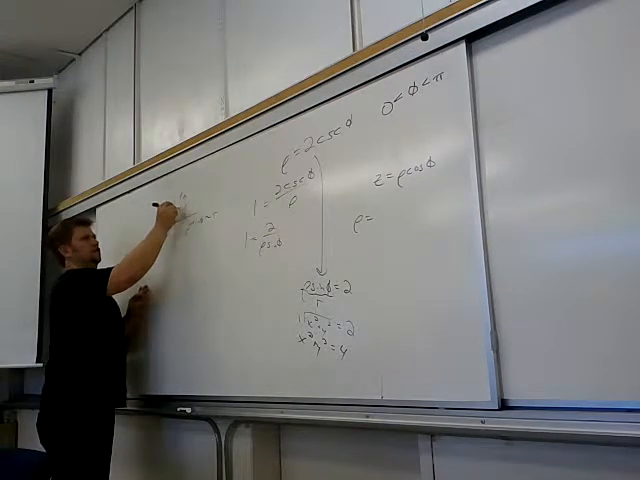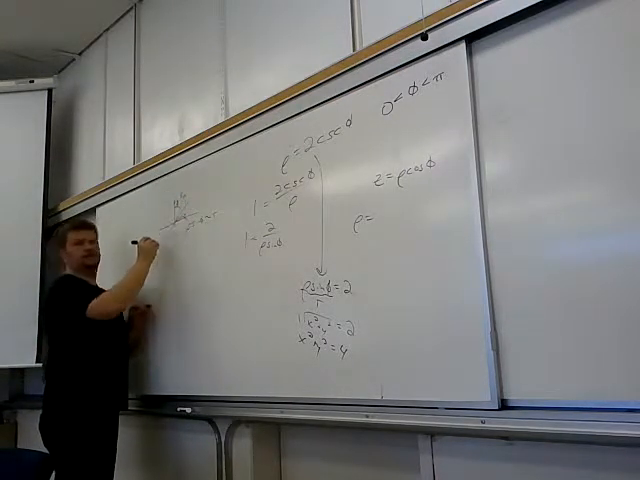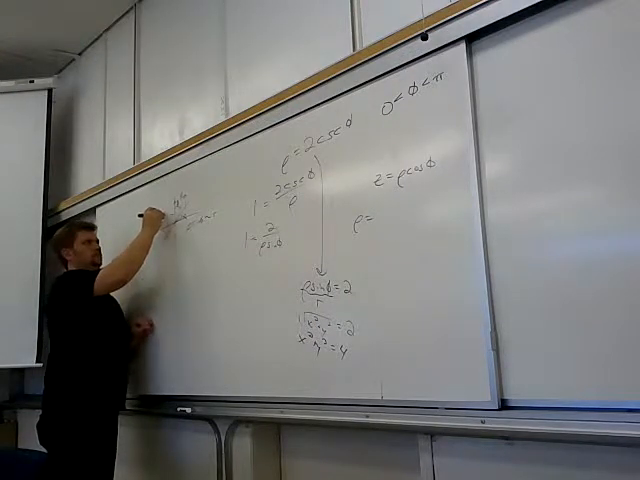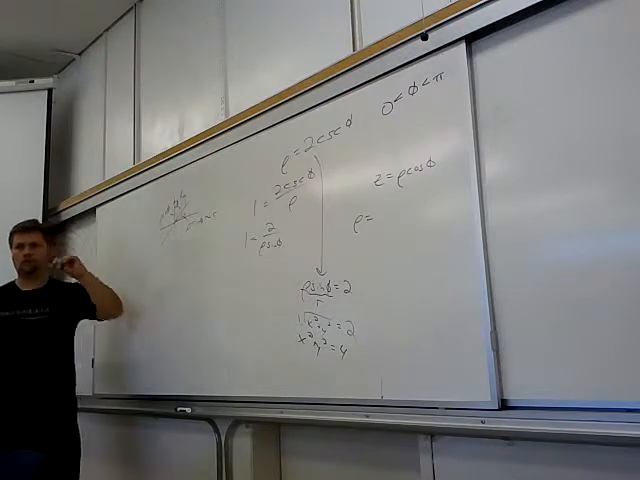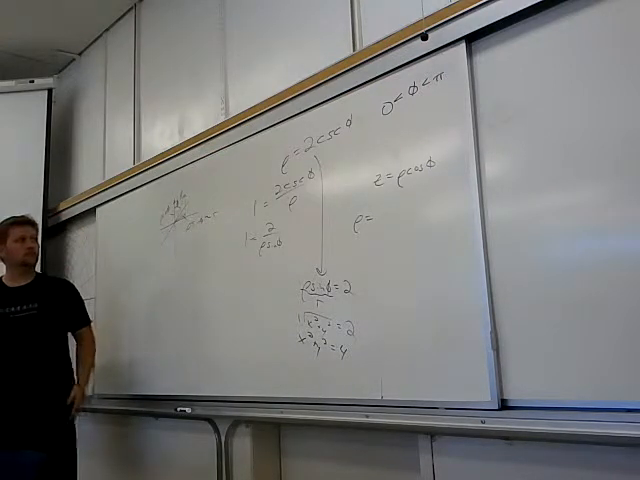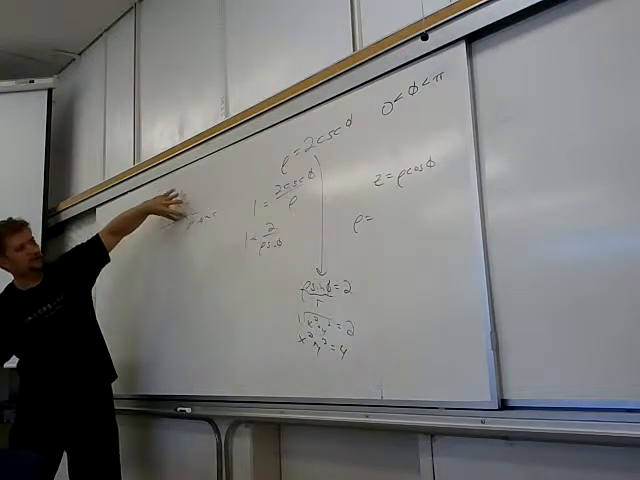So phi is here. So rho cosine phi, of course, is this. So rho sine of phi would be that. Is that cool? So this piece is rho cosine, this piece is rho sine.